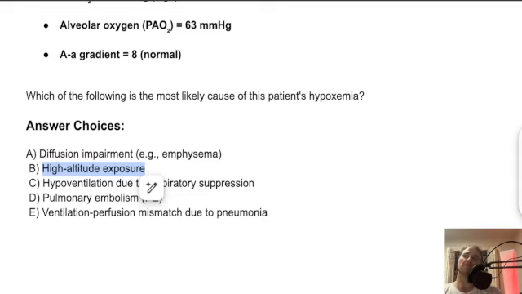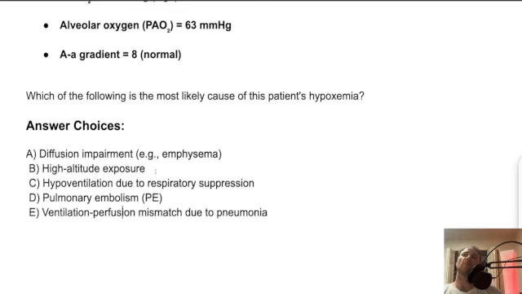Pulmonary embolisms. Okay, pulmonary embolisms. Lungs can get air, but they can't get blood. So that would mean the gradient would be really high, right? And pneumonia, that's a VQ mismatch. Some areas of the lungs would be blocked, and so you couldn't ventilate. And so then it would be high as well. You'd have that high gradient.